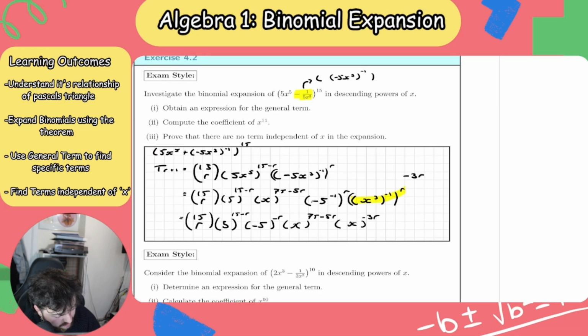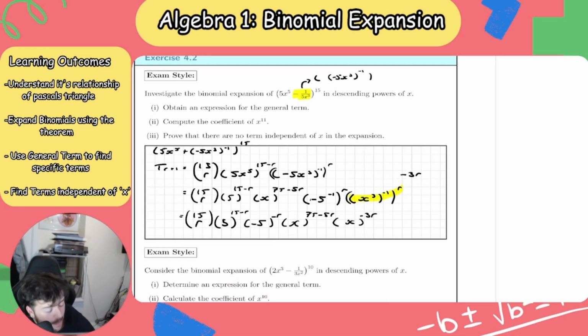And now to finish off my general term here, when I'm multiplying two numbers in the same base, I add their powers. So I'm going to look here. So I have t r plus 1. Let me just double check something here. Yep.